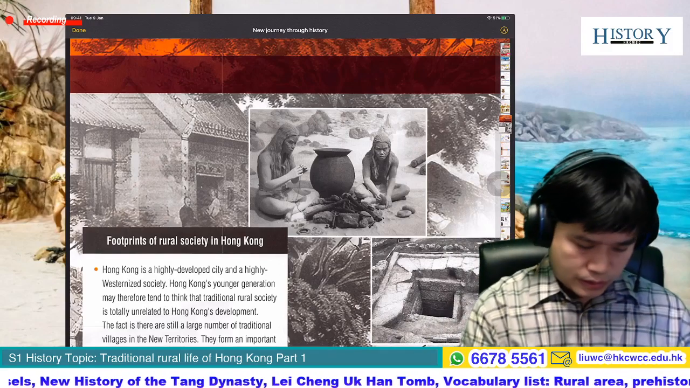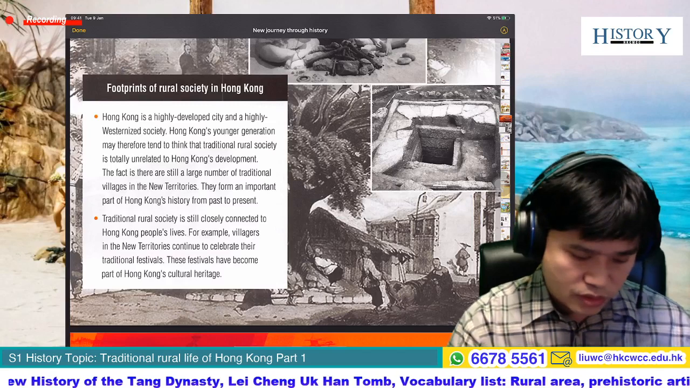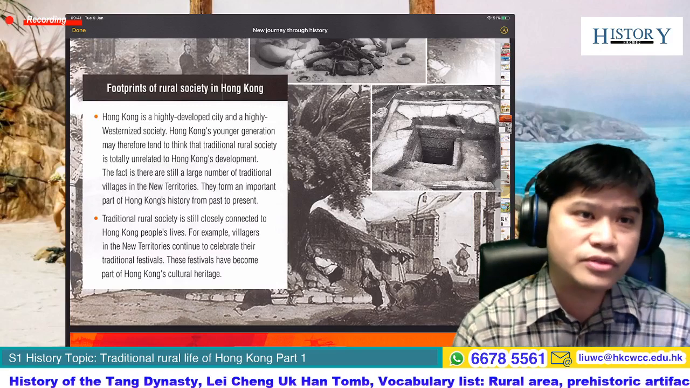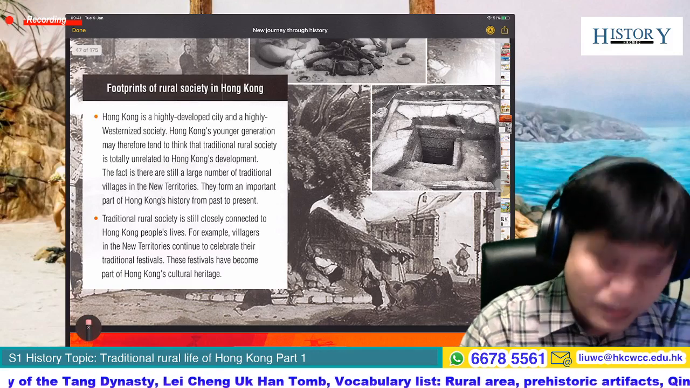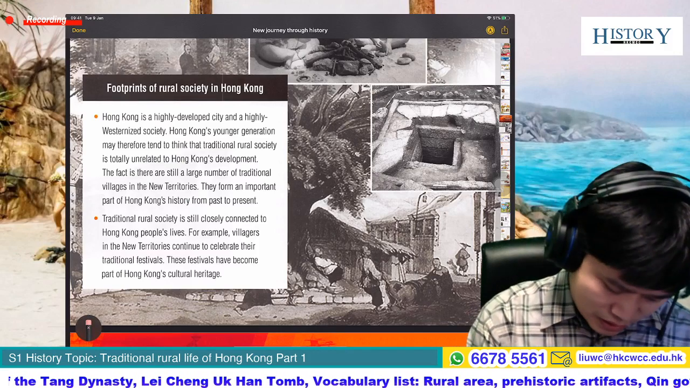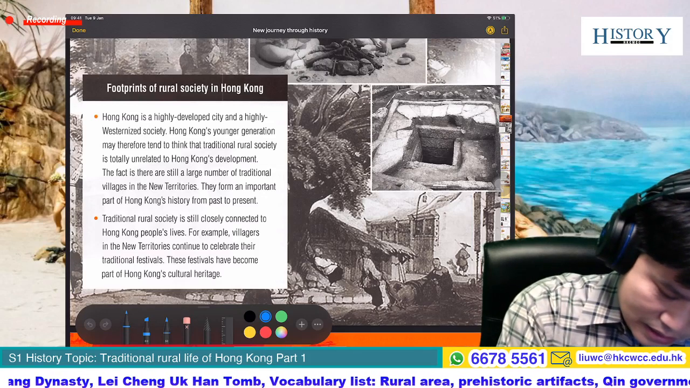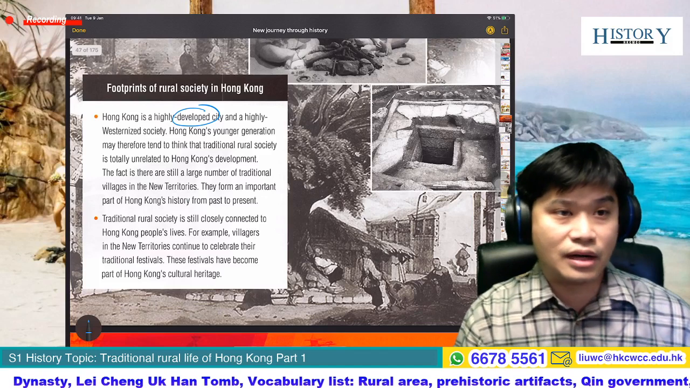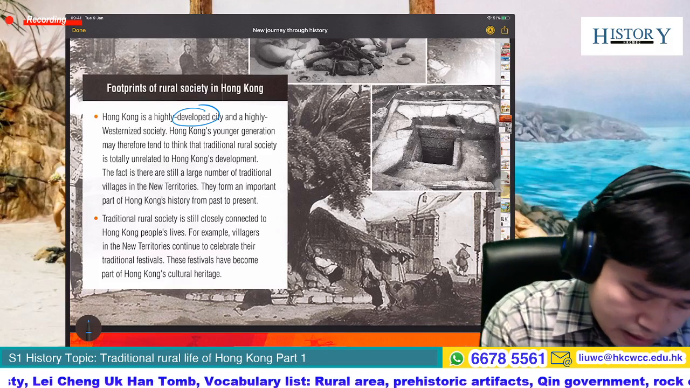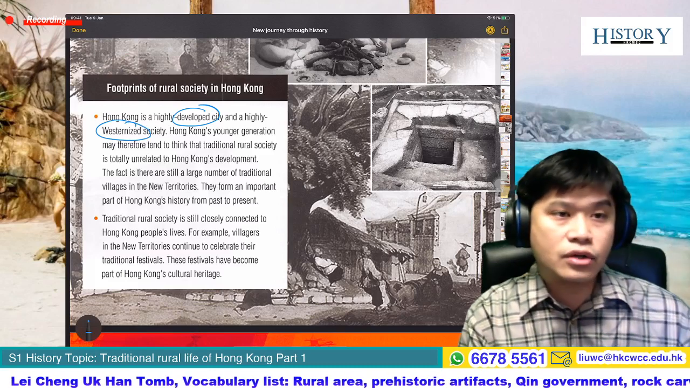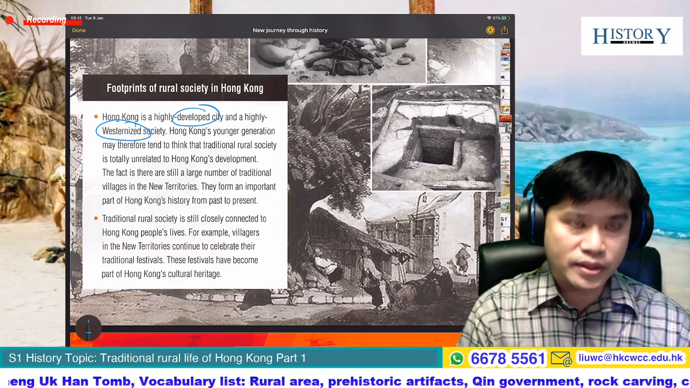Okay, so let's see. First, when we talk about what should be the rural society in Hong Kong, we may say that right now, Hong Kong is highly developed. Just now I mentioned developed, so that would be the urban area, or highly westernized, as Hong Kong was a colony of Britain.